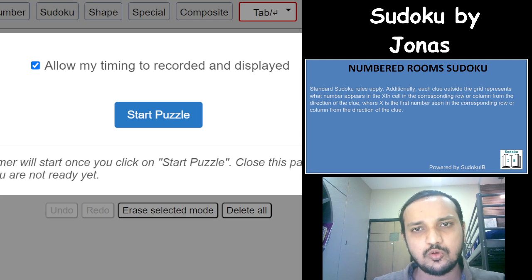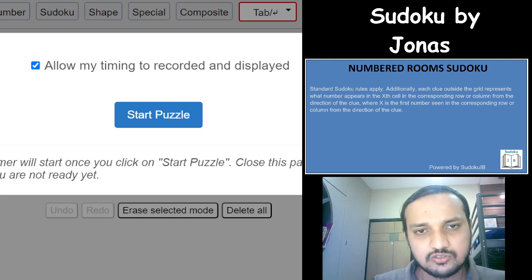And this particular Sudoku, numbered room Sudoku, has been taken from that, constructed by Jonas. So I really thank the author for uploading it on LMI Puzzle Expo. It really is a great platform.